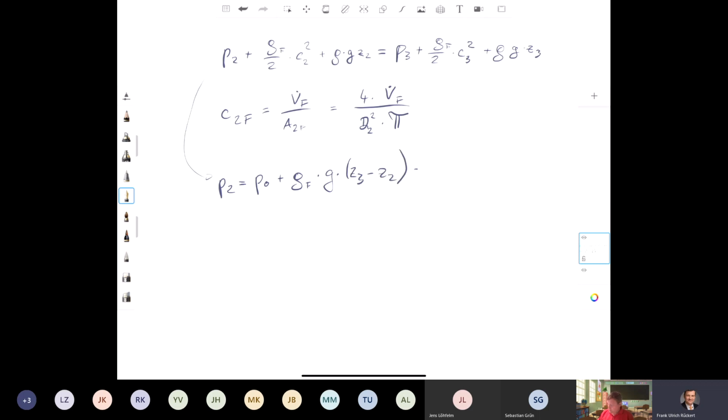Now you can enter all the values, and then you get the result of P2 equal 0.834 Pascal, and it's about 0.83 bar.